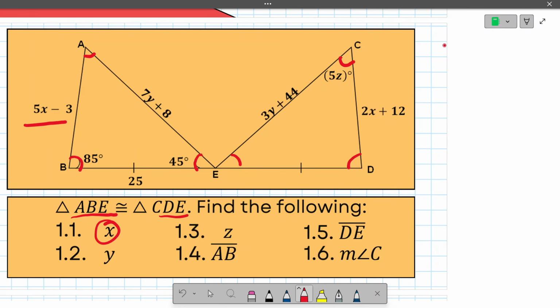Knowing that side AB is congruent to side CD, making the two expressions 5x minus 3, which is AB, and 2x plus 12, which is CD, these two expressions are also congruent, so making them equal. Now we have an equation, complete equation. Ngayon, it's on you now on how to algebraically solve this.